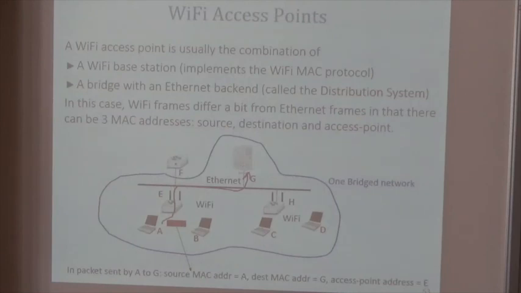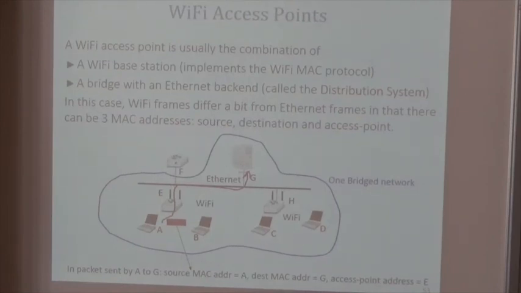So source address A, destination MAC address G. However, the way the Wi-Fi access protocol, the Wi-Fi MAC works, it needs a destination address to be able to manage the collisions, and in particular, the base station needs to know that A is sending a packet that has to be received by the base station here.